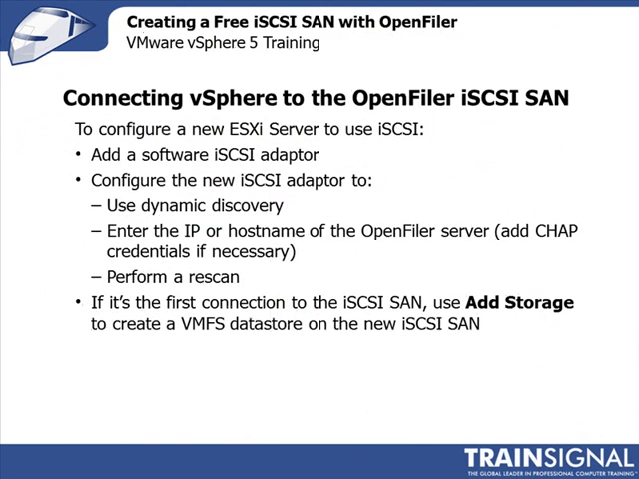Now to configure a new ESXi server to use iSCSI, first you'll add a software iSCSI adapter. Then you'll configure the iSCSI adapter, most likely to use dynamic discovery. Of course, it depends how your iSCSI SAN is configured. Then enter the IP or the host name of the OpenFiler server and add CHAP credentials if necessary. Then perform a rescan. And if this is the first connection to the iSCSI SAN, you'll need to go to Add Storage and create a VMFS data store, actually formatting the iSCSI SAN volume with the VMFS file system. So now let me go over to my vSphere client and let me walk you through these steps, and we'll verify that ESXi can indeed talk to the new OpenFiler iSCSI VSA.